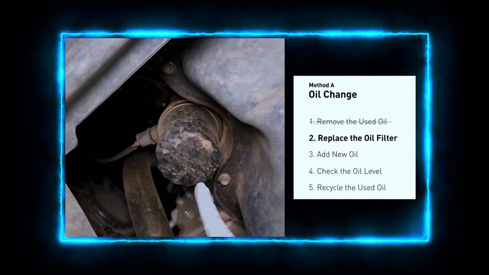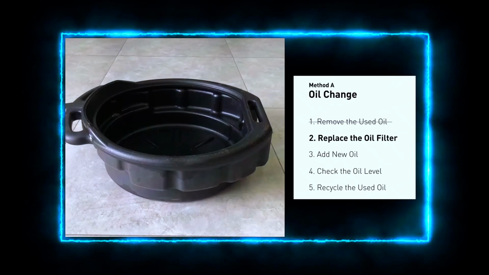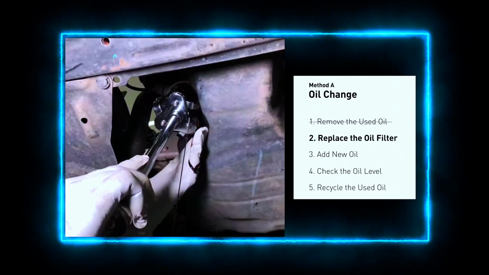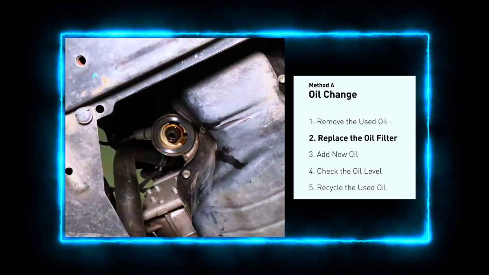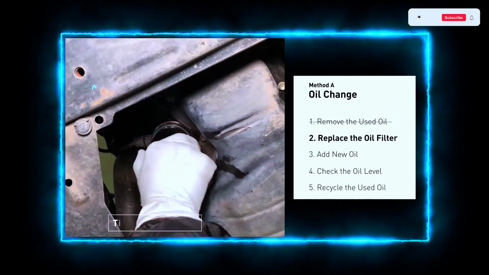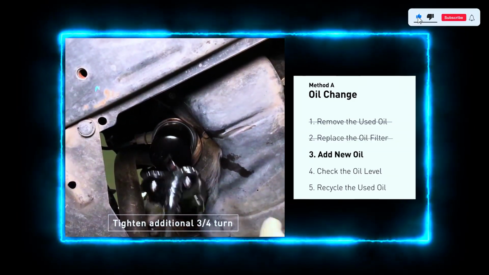Now, let's replace the oil filter using your oil filter wrench. Loosen and remove the old filter. Before installing the new one, lubricate the rubber gasket with a bit of fresh oil. Screw on the new filter hand tight.